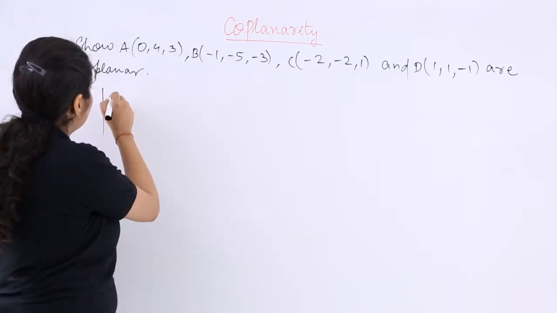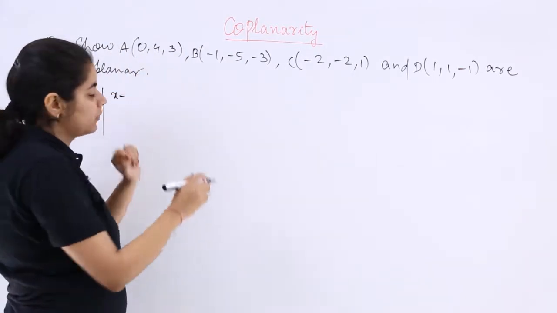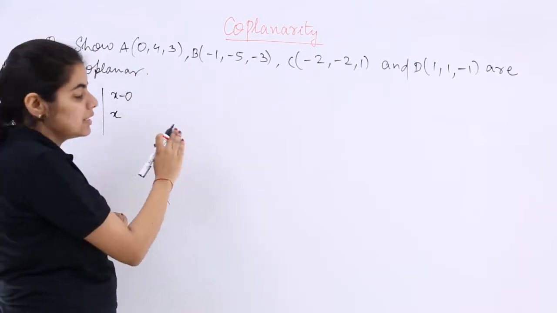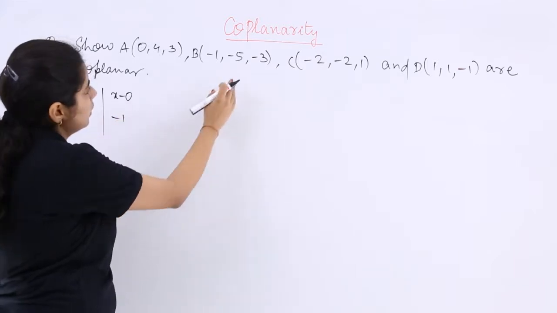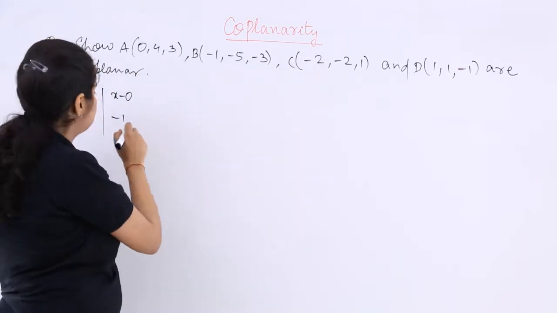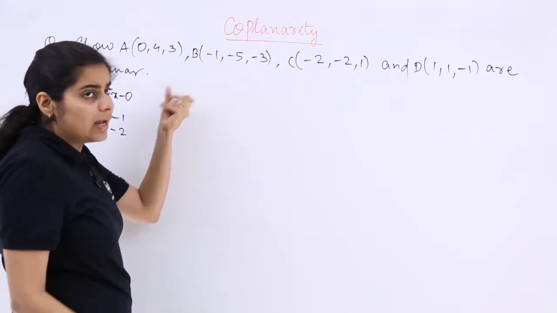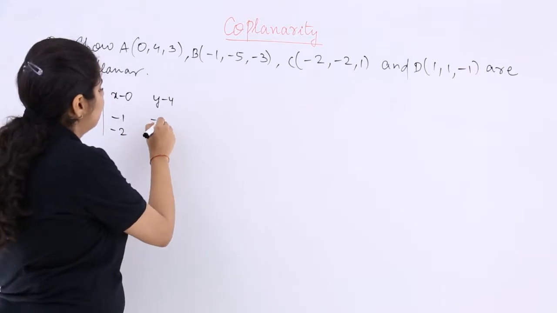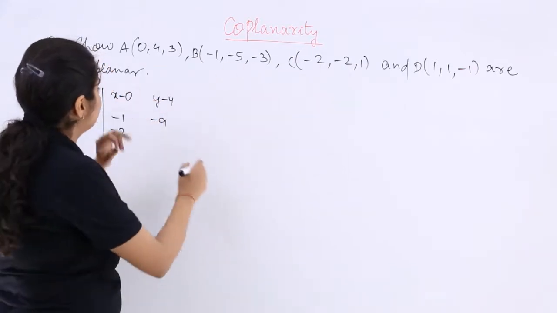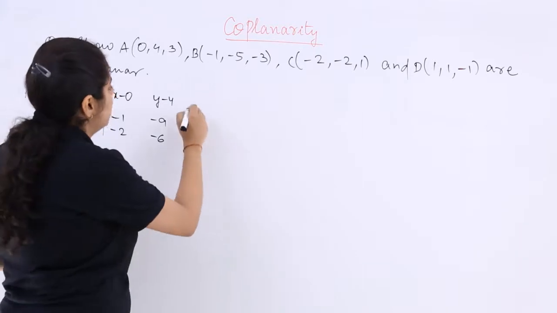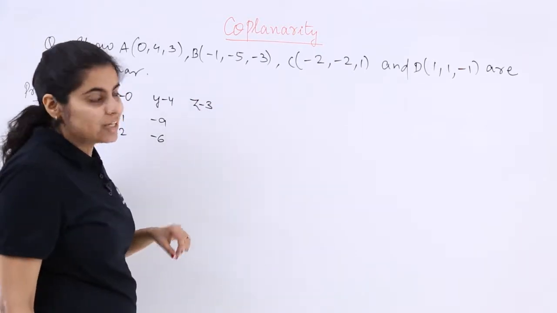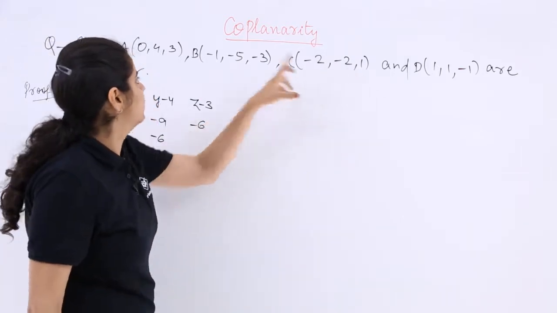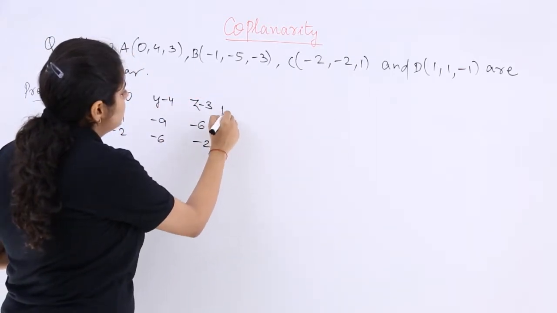Now what is the equation formed by these? X minus x1, x2 minus x1, which means minus 1 minus 0 is minus 1. x3 minus x1 is minus 2. Y minus y1, y2 minus y1, y3 minus y1, z minus z1, z2 minus z1, z3 minus z1 is equal to 0.